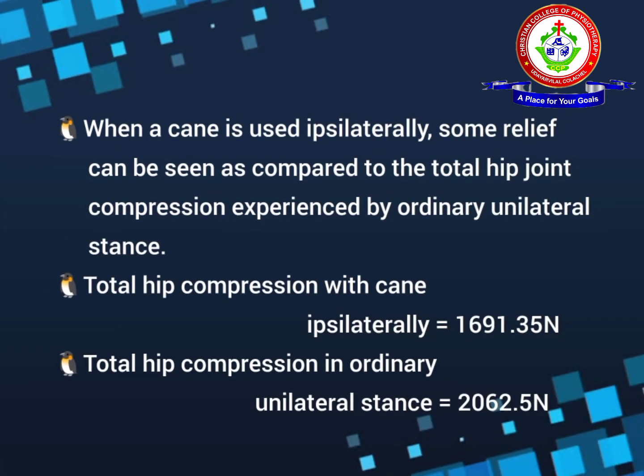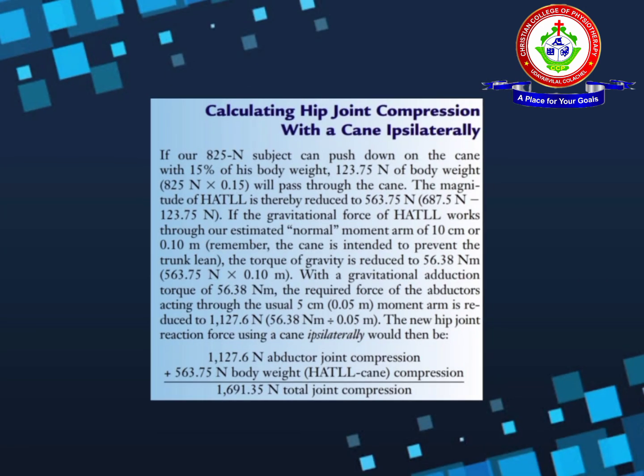When the cane is used ipsilaterally, some relief can be seen as compared to the total hip joint compression experienced by ordinary unilateral stance. By calculating, we found that total hip compression with cane used ipsilaterally is 1691.35 Newton. But the total hip compression in ordinary unilateral stance is 2062.5 Newton. Here we can see the calculation of hip joint compression with the cane used ipsilaterally.